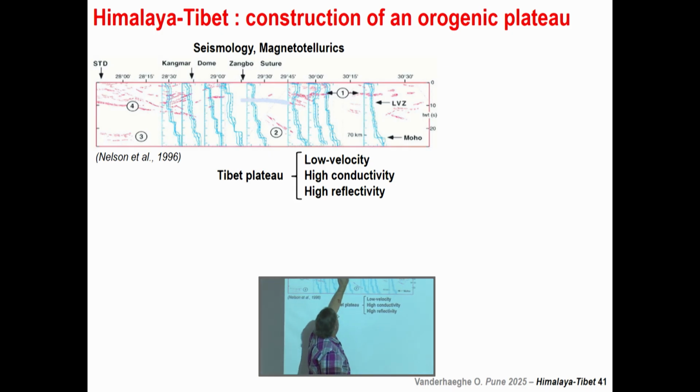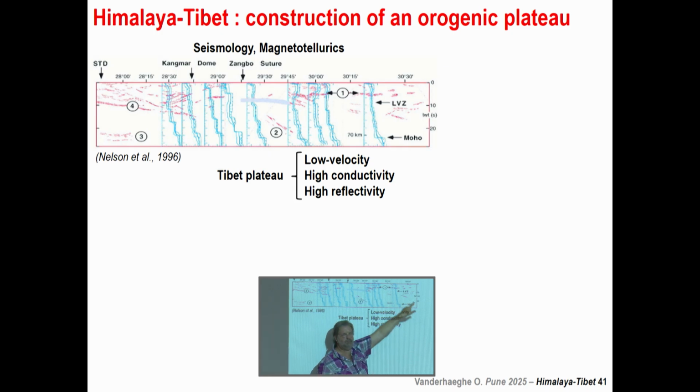So here the waves are going faster, and then it goes down here. See, there's a zone of low velocity. Not at the base of the lithosphere, but within the crust. Within the crust, you have a low velocity zone that goes almost all the way to the Moho. The Moho is here. And this low velocity zone in the crust matches also with the high conductivity. And the top of this low velocity zone matches with the high reflectivity.